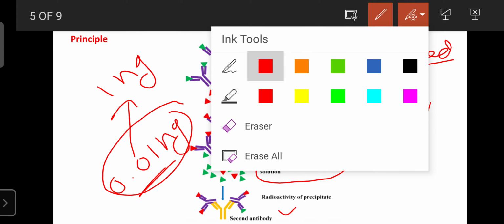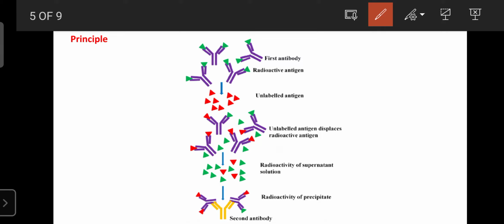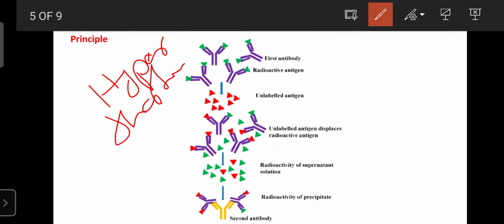Suppose, dear students, you want to diagnose whether the patient is suffering from hyperthyroidism or not. Simple. Is he suffering from hyperthyroidism or not? You already know the normal concentrations of T3 and T4 in the plasma. The T3 percentage is 20% and T4 is 80%.